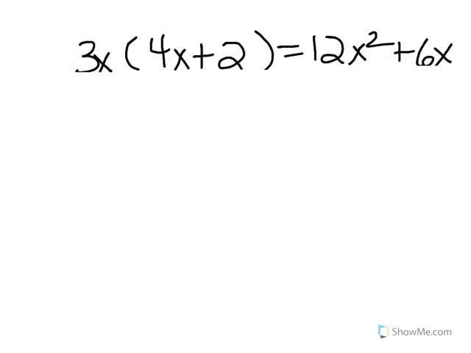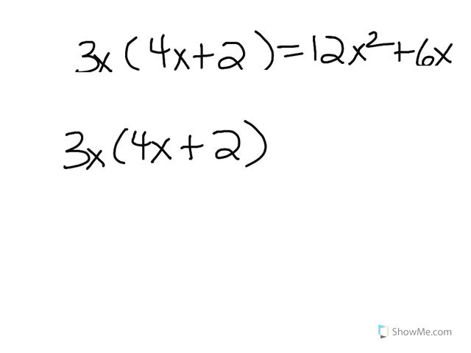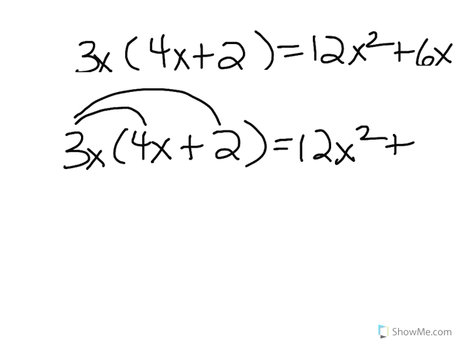So what does the distributive property say about a problem like this one? Well, what it says is that every single term, every addend inside the parentheses has to be multiplied by the factor on the outside. So we've got to take 3x times 4x. Well, that's 12x squared. Then we have to take 3x times 2, and that's 6x. That's much easier than drawing the picture.